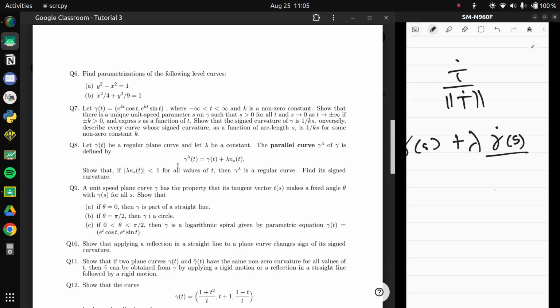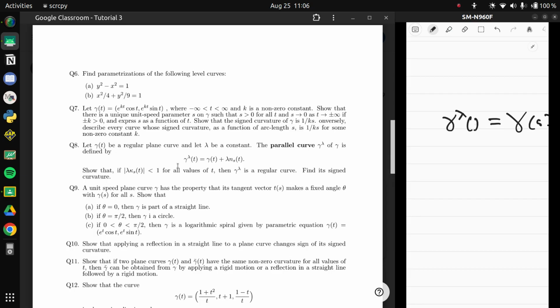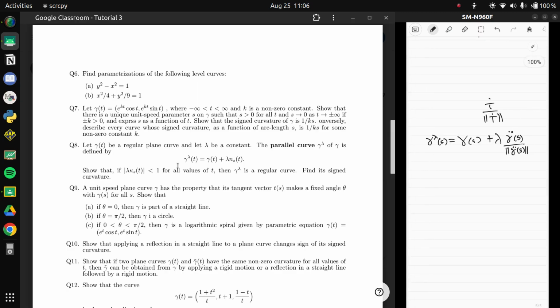Right, so this would be gamma double dot, right? Gamma double dot s, sure, because the magnitude of gamma dot s is 1. So that is equal to your gamma lambda s at this point, right? So that's the reparameterization. And the s we are using is the arc length of the original curve, right?